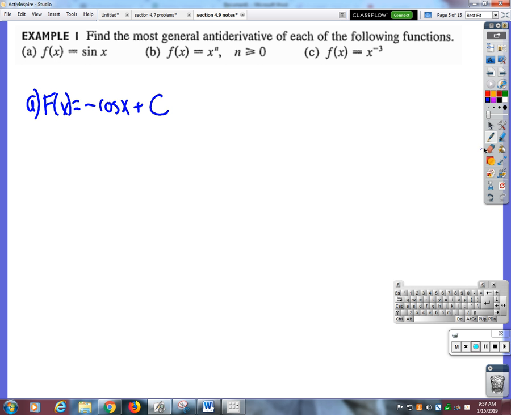Okay, b is no fun. Let's do c. If f of x is equal to x to the negative third, what function could I take the derivative of and get x to the negative third as an answer?